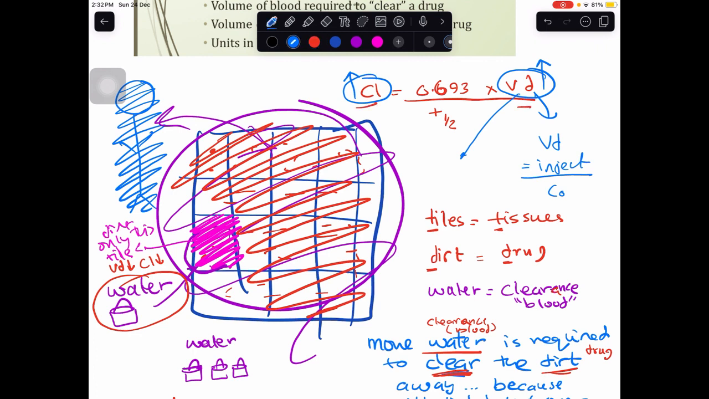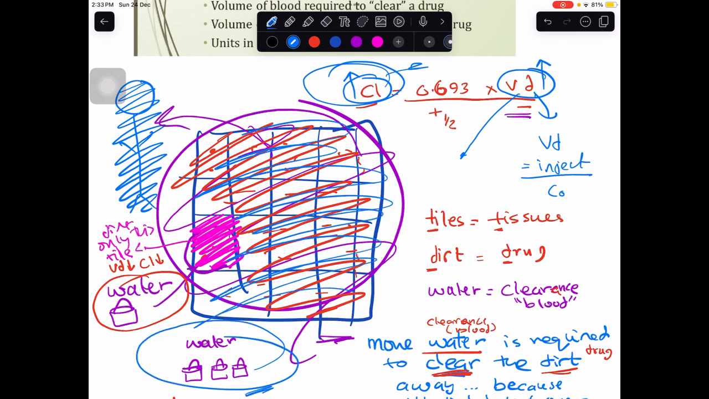So here, not only is it the idea of how they're correlated, but also the same idea, because the VD is how much of this drug is distributed. VD is volume of distribution, right? So how much of this drug is distributed throughout the whole body. You can think about it as how much of this dirt is found on the tiles. And in the same way, clearance is the blood required to clear away this drug, which is correlated with the idea that I need water to clean or clear away this dirt.